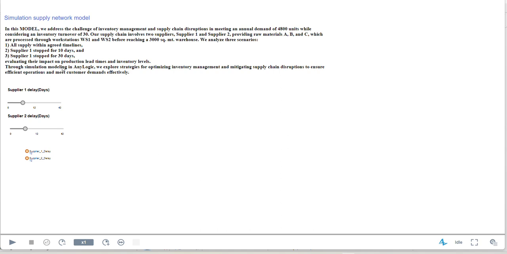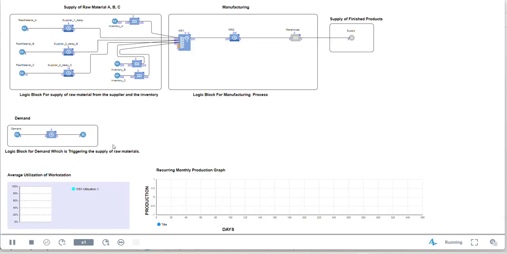Firstly, we are running this model for the first scenario, which is all supply within agreed timelines. That means there is no delay other than the lead time of 12 days for both suppliers. So we have set the supply delays to 12 for both suppliers. Now let us run this model. As we can see, our model is running.